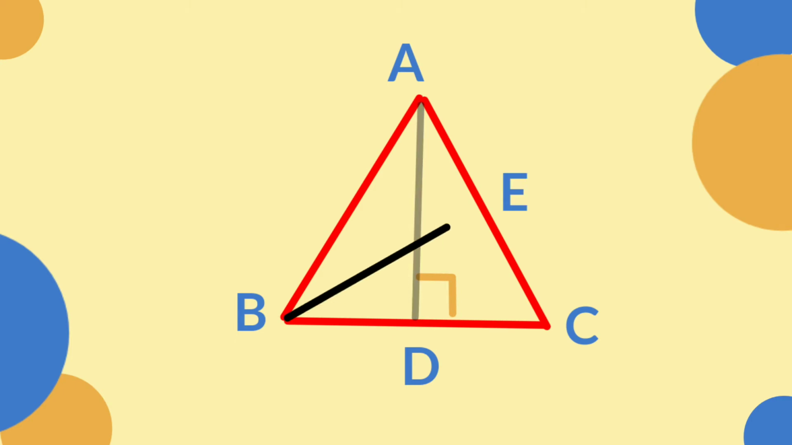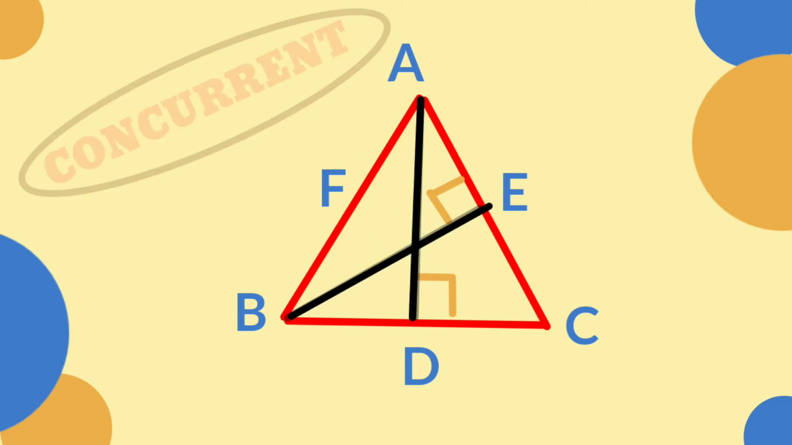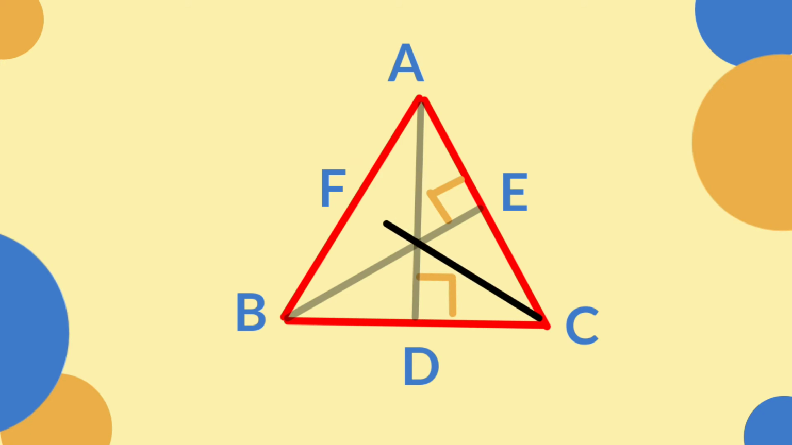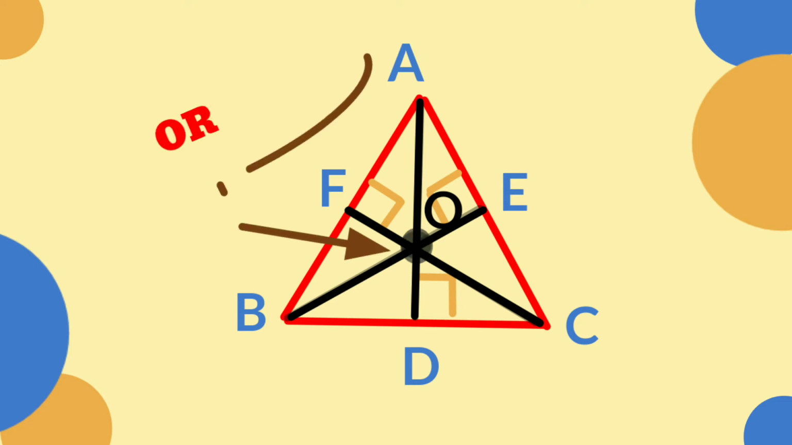Similarly, let segment BE be the altitude from vertex B to segment AC. Now, if the altitude from vertex C to segment AB passes through this point, we can say that the altitudes of a triangle are concurrent. Let CF be the altitude to segment AB, and we can see that it passes through the point of intersection of AD and BE. All the altitudes of the triangle pass through one single point. Let's name the point O. It's simple. We just draw perpendiculars from every vertex to its opposite side and get the orthocenter.